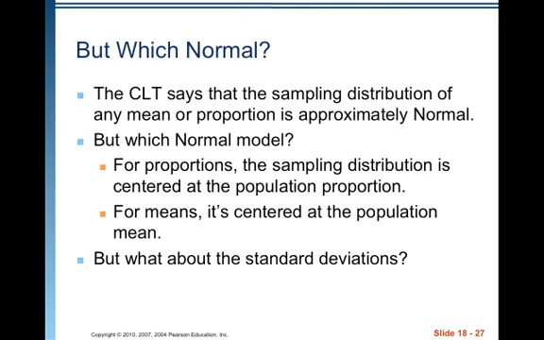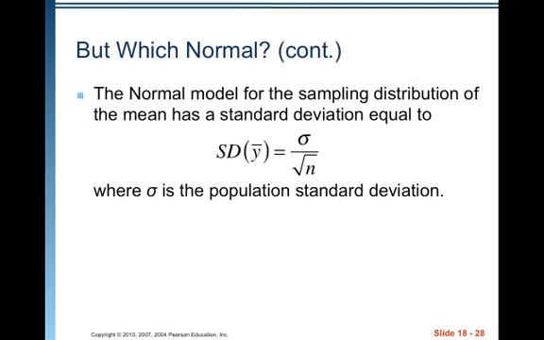Okay. But which normal? The CLT says that the sampling distribution of any mean or proportion is approximately normal. But which normal model? For proportions, the sampling distribution is centered at the population proportion. For means, it's centered at the population mean. So for sample means, for y bars, it's centered at the population mean, mu. But what about standard deviations?